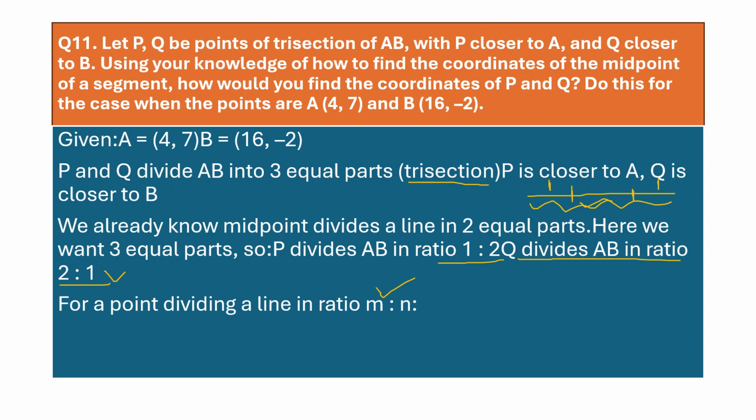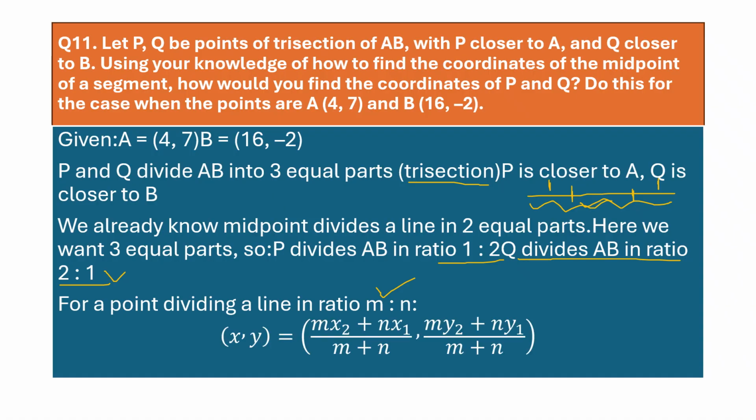So for a point dividing a line in the ratio m:n, which formula do we use? It is called the section formula. This is your section formula and we use m and n. What are m and n? These are the ratio. Okay, m and n is basically the ratio and your x and y is your coordinate. So you have to remember these formulas, children, which are utterly important.